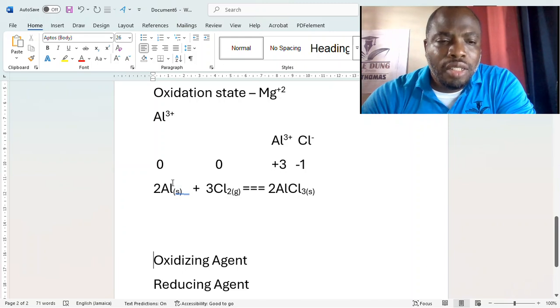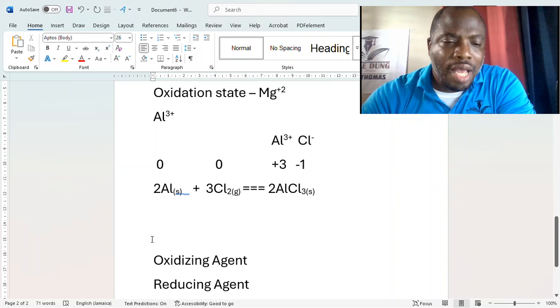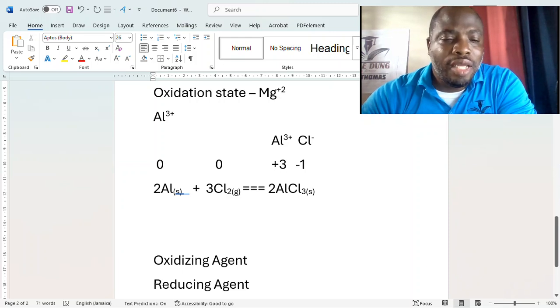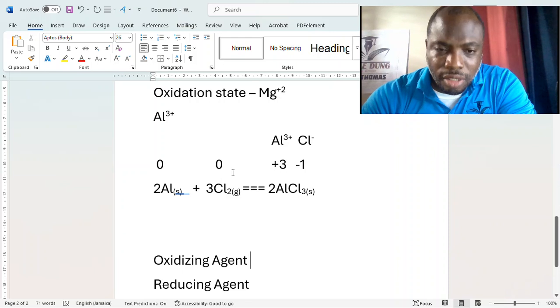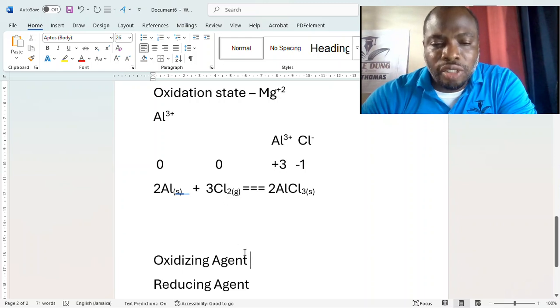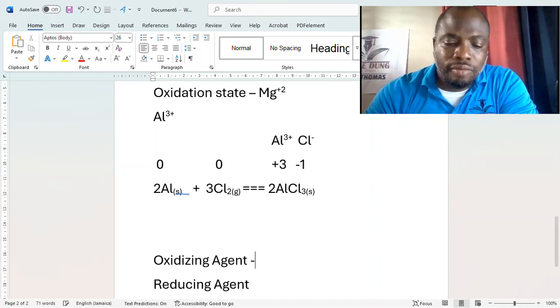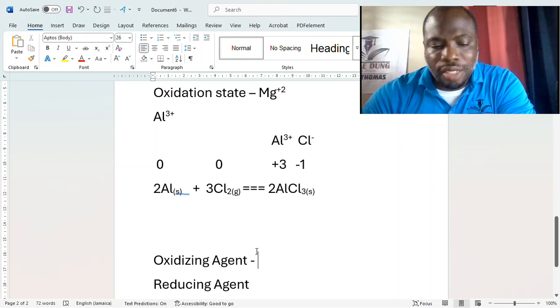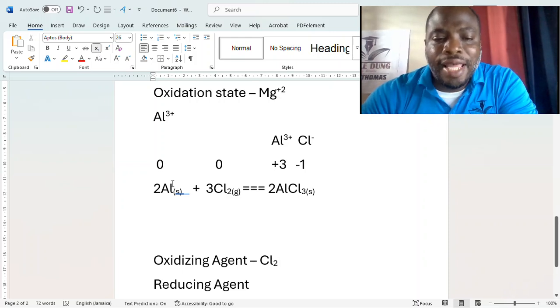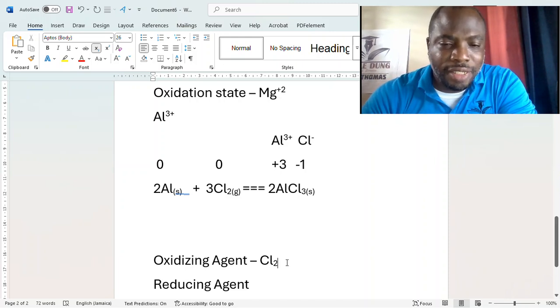Who is the one causing an element to lose electron, or who is the one causing another substance to gain electron? That's really what the oxidizing and the reducing agents are. So who in this is causing the other element or compound to lose an electron? Technically, the chlorine is the one. Mr. Chlorine is the one that is causing the aluminum to lose electron. And so Mr. Chlorine is the oxidizing agent.